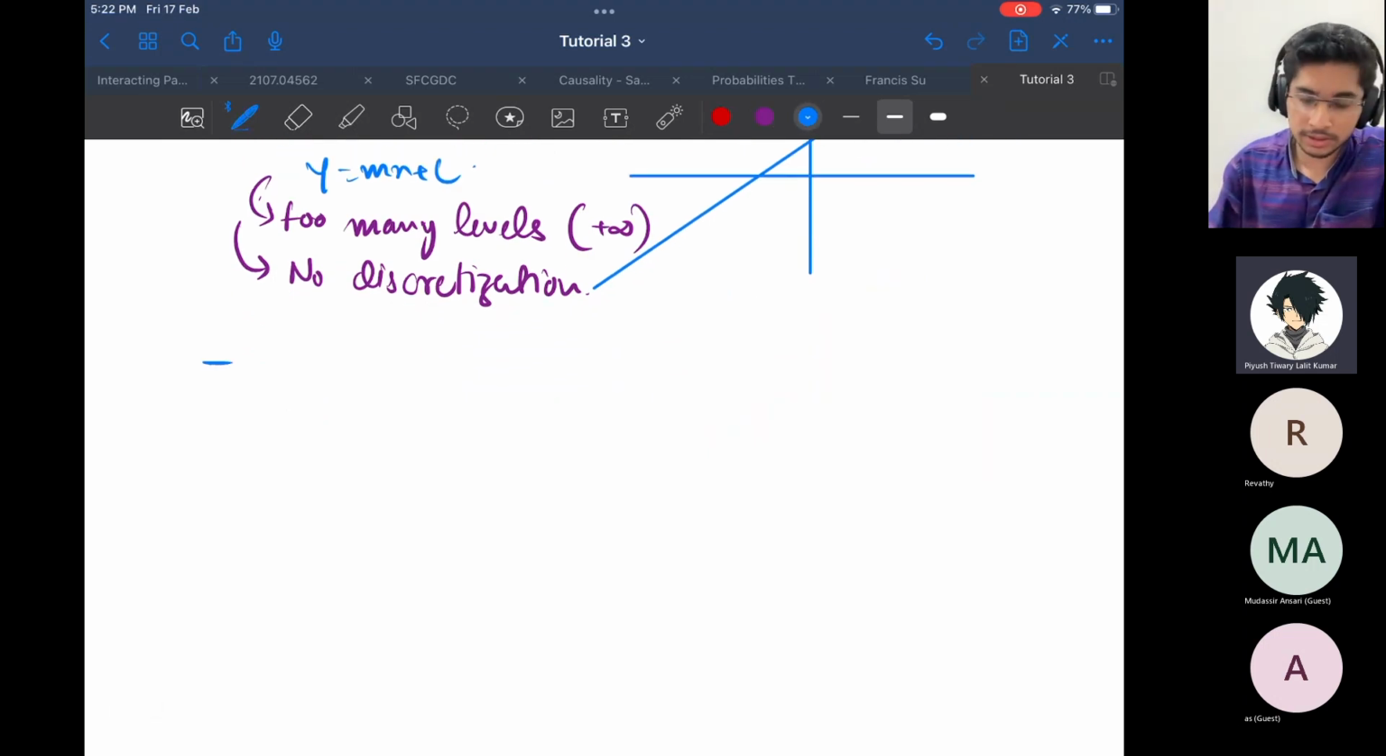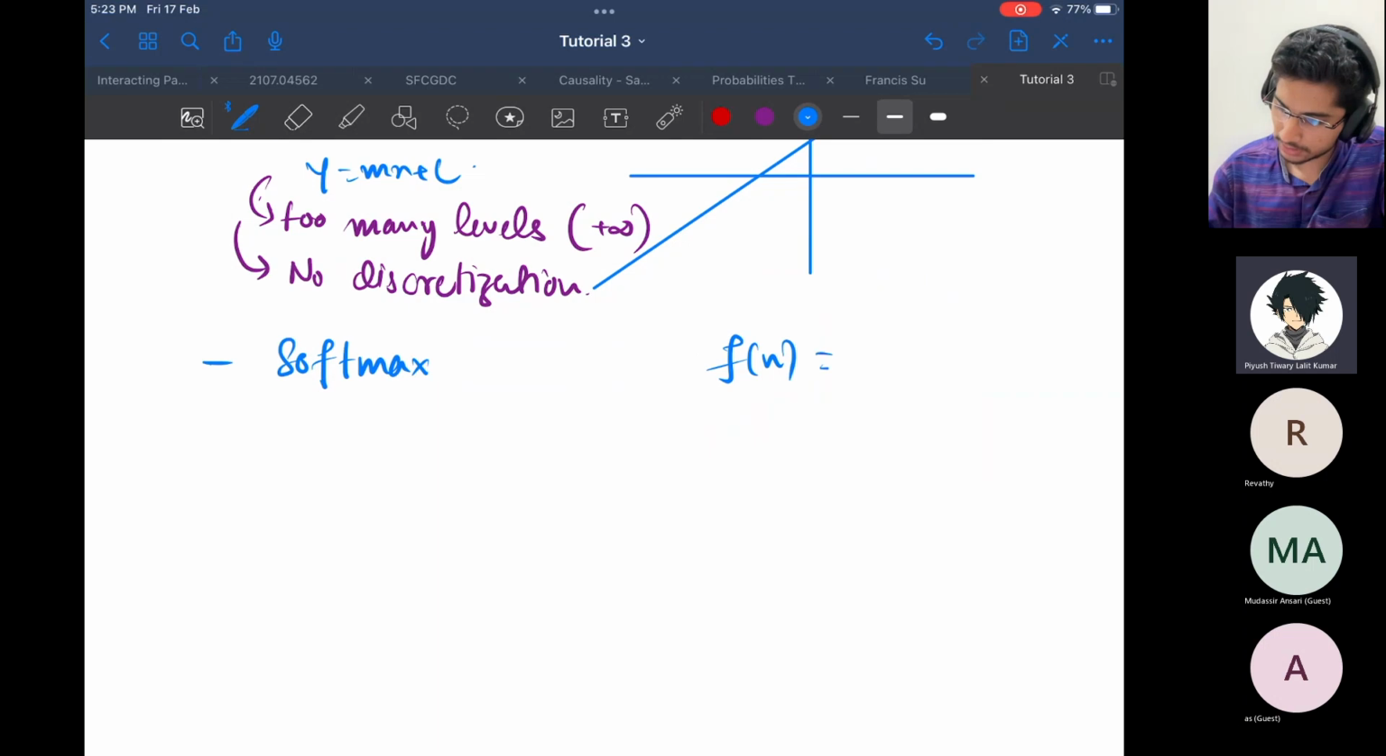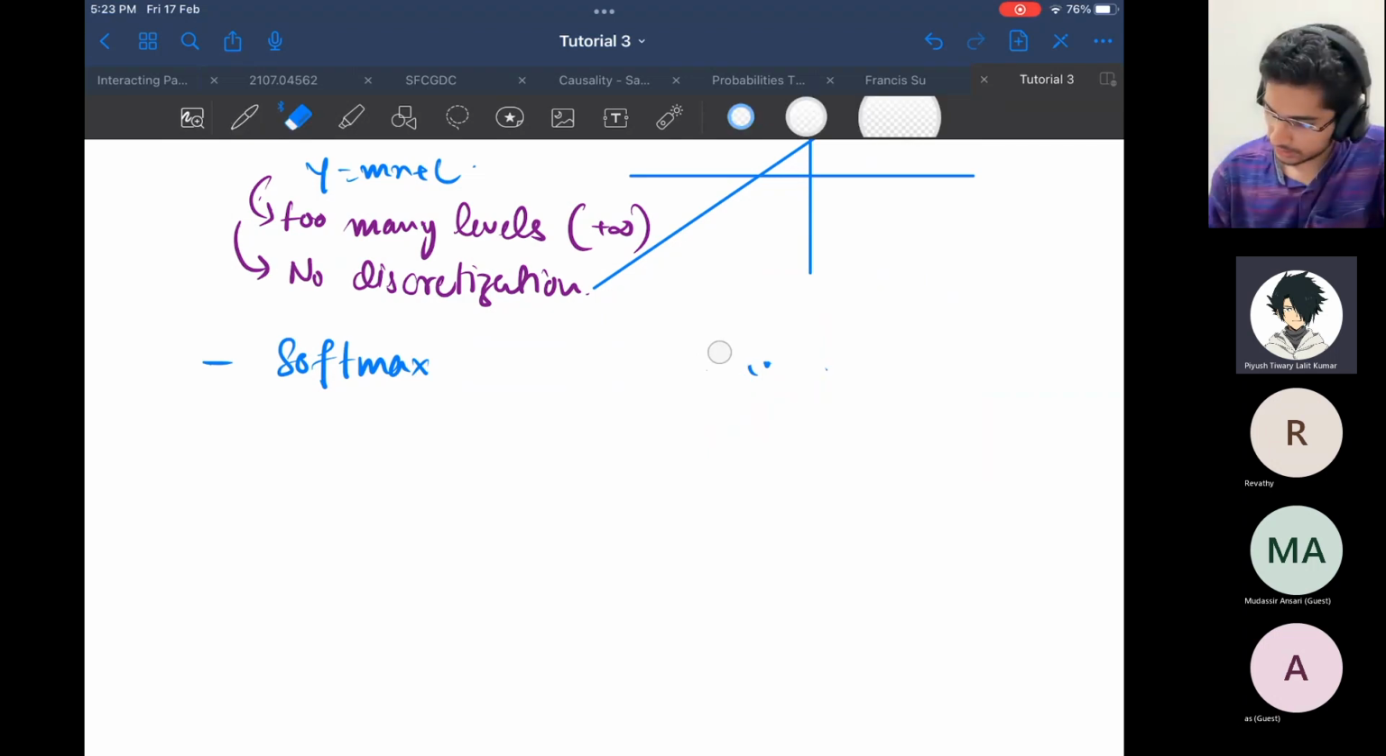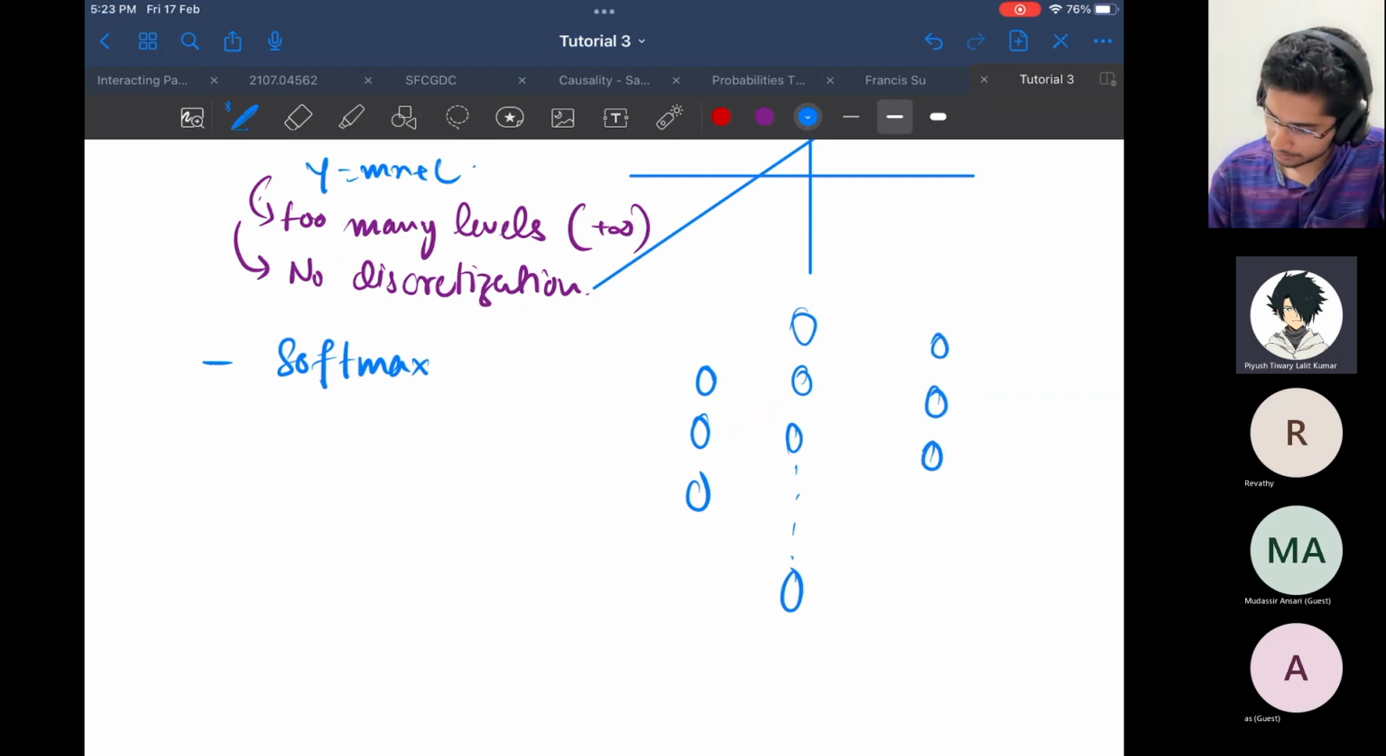So the first option, which is the correct one, is softmax. So what does softmax do? Softmax is something like this, right? You have f, let me call this f. Okay, let me just erase this. Let me draw a neural network. So let's say you have some 2 or 3 inputs. You have some n number of hidden neurons here, and let's say you have n classes here.